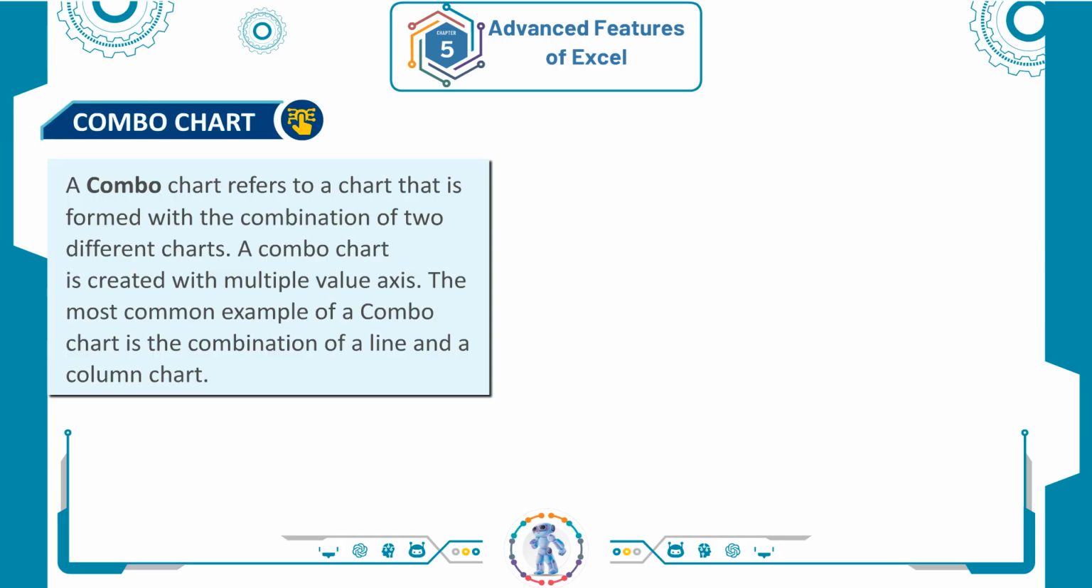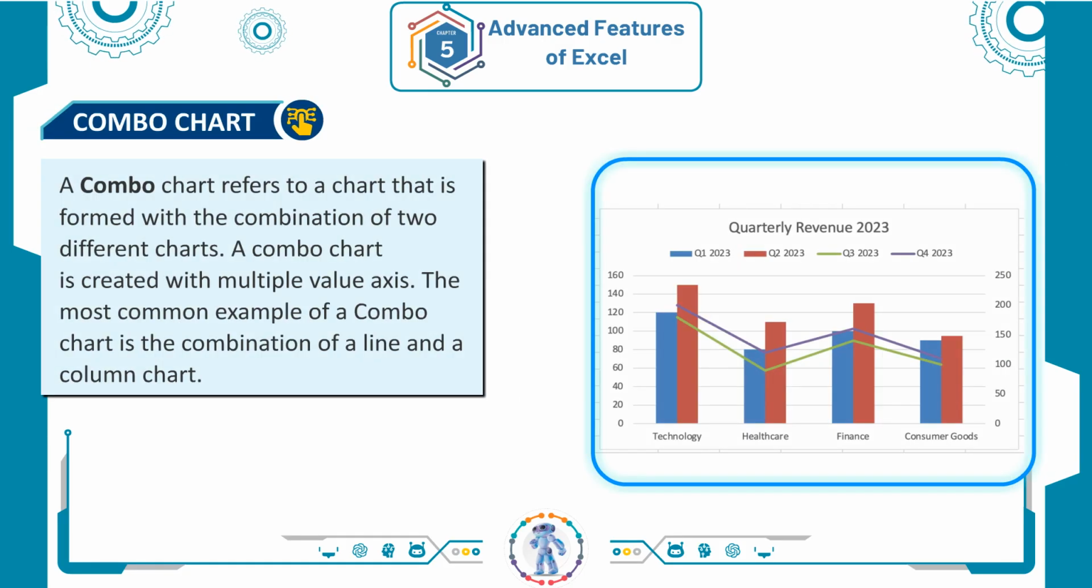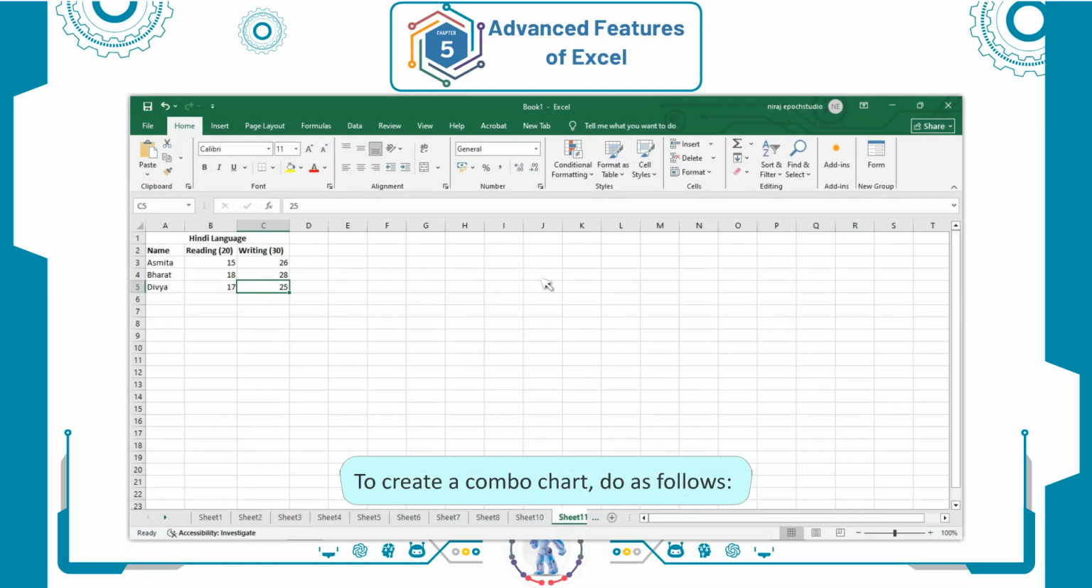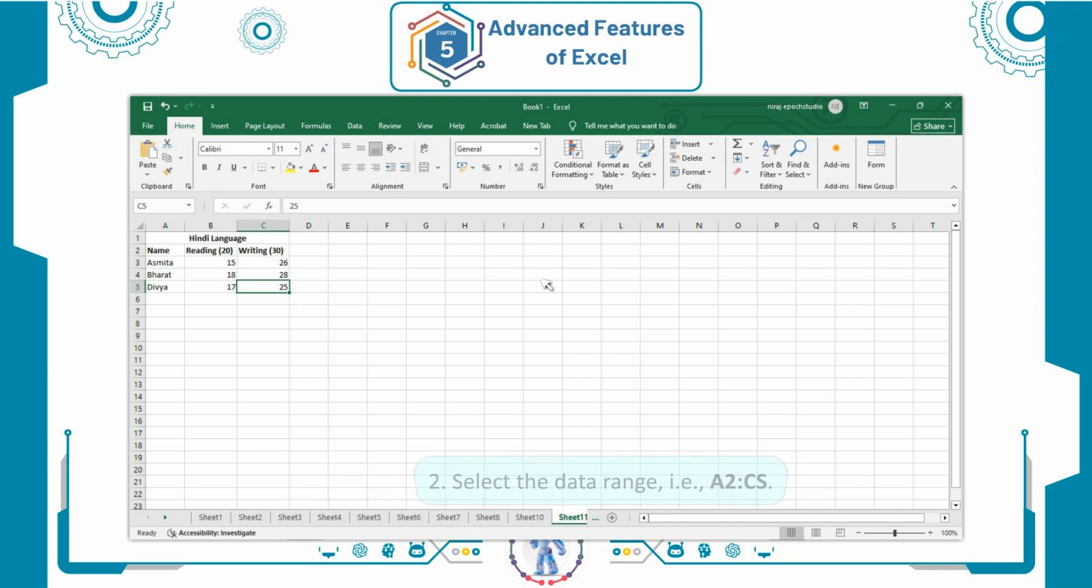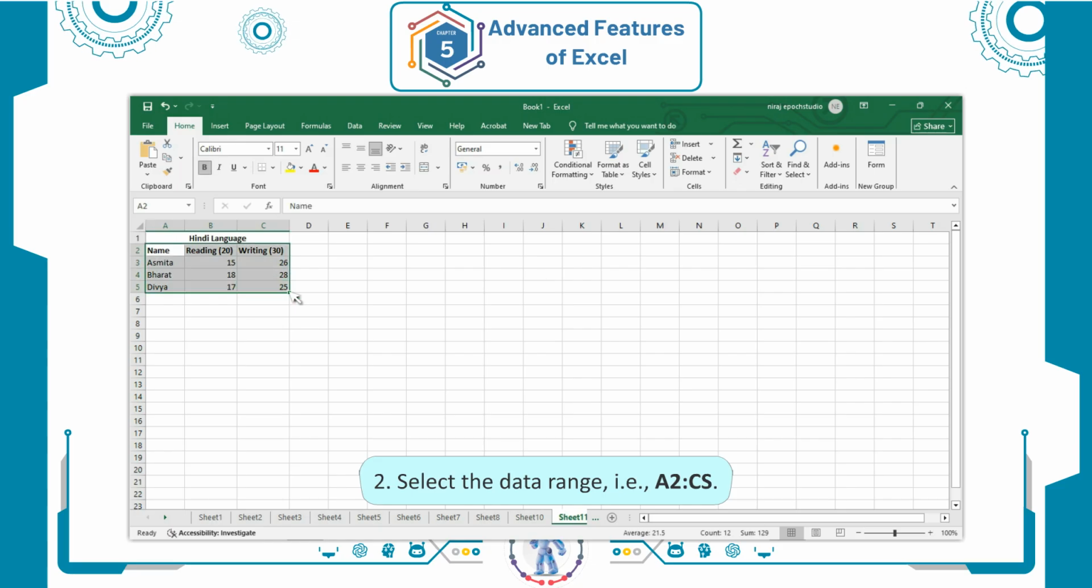Combo chart. A combo chart refers to a chart that is formed with the combination of two different charts. A combo chart is created with multiple value axes. The most common example of a combo chart is the combination of a line and a column chart. To create a combo chart, do as follows. 1. Enter the data as shown in Figure 5.22. 2. Select the data range.